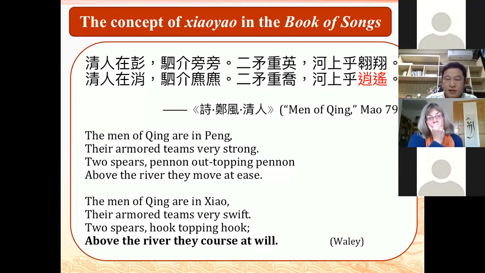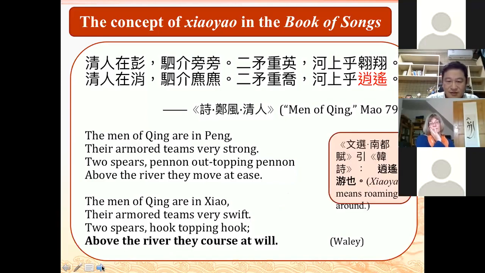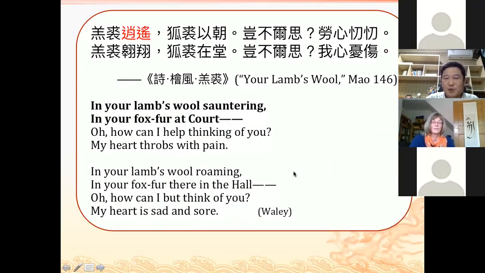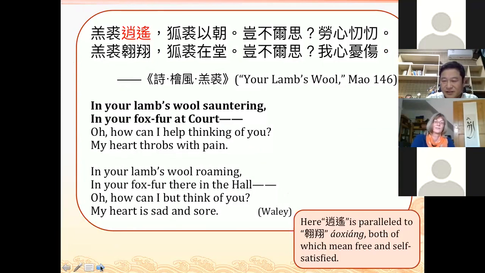For example, if we trace it back before Laozi and Zhuangzi's time, we have some other texts like the Shi Jing, the Book of Songs, and the use of Xiaoyao generally means to move at ease and course at will. Xiaoyao means roaming here in this poem. And in another poem, it means free and self-satisfied.